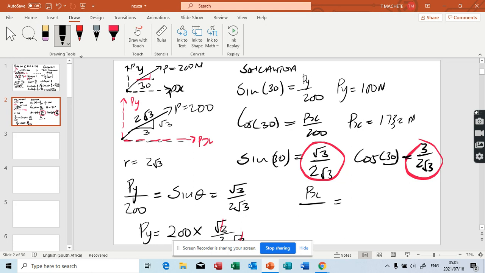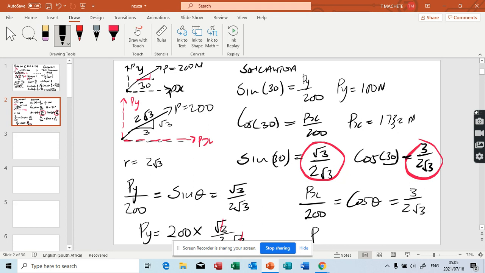To find px, you're going to use cos theta equals adjacent over hypotenuse, which is your 200. Then instead of writing cos theta, you're going to say, what is cos theta? Cos theta is equal to adjacent. What is your adjacent in the minor right angle triangle? It is 3 over hypotenuse, which is root 2, 3.